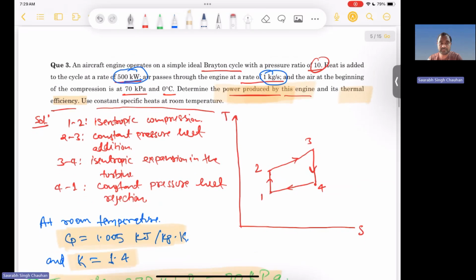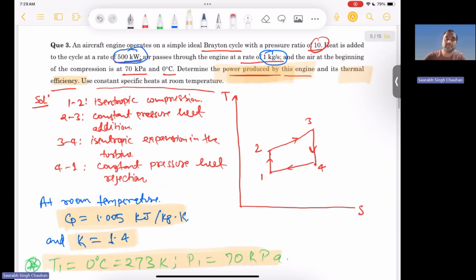I hope it was easy for you to solve this question. Only thing is you need to make the TS diagram first, then you need to find the remaining values of temperature at all the points, and it is just straightforward. So if it is clear and there is no doubt, then we can move to the next question.